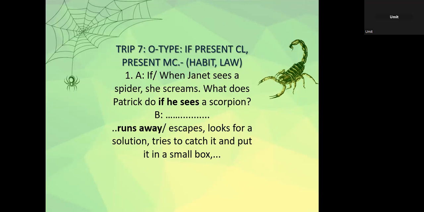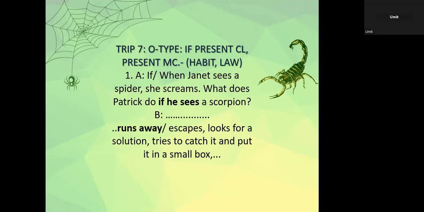Okay. Now dialogue 1. If Janet sees, or when Janet sees, okay, present tense. This is her habit. If Janet sees a spider, she screams. Yes, this is like a law. This is like a rule, pattern. Okay. When Janet sees a spider, she screams. What does Patrick do if he sees a scorpion? Of course, Patrick runs away. Okay. When he sees a scorpion, what does Patrick do? He runs away. He escapes from.